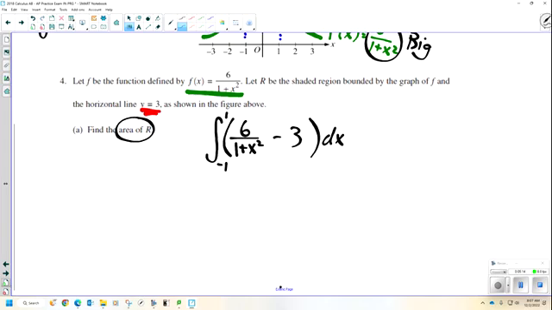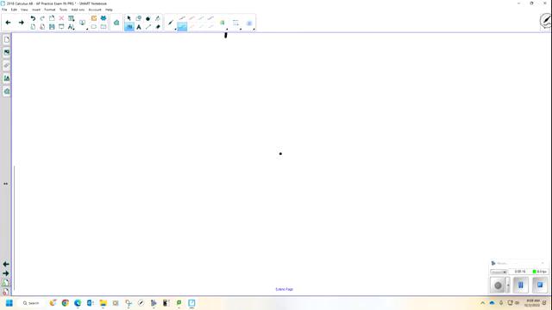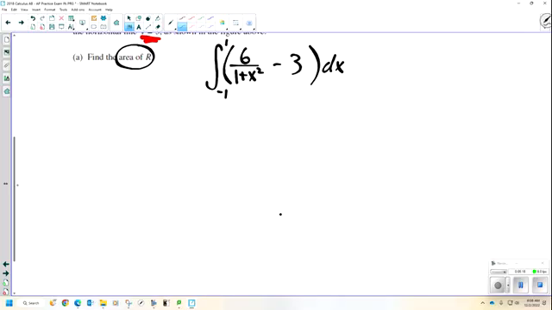Let's extend this to give ourselves some room, because guess what? We're going to need some room here. This right here, before I integrate, I'm going to break that up. I'm going to integrate 6 times 1 over 1 plus x squared, and then minus 3.